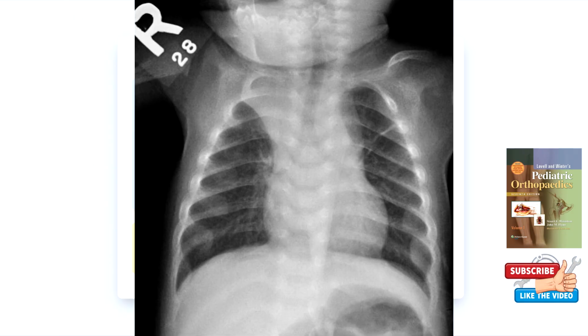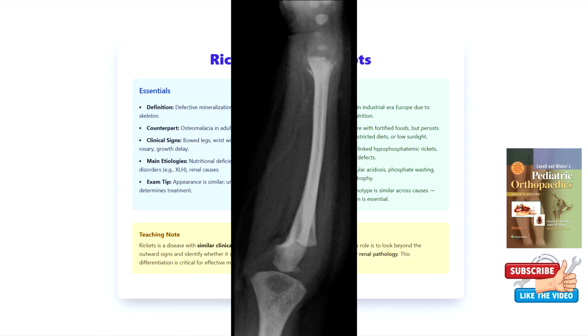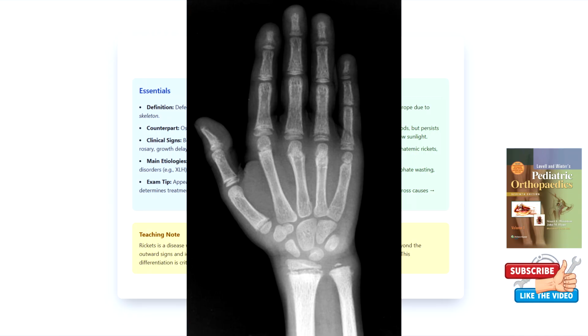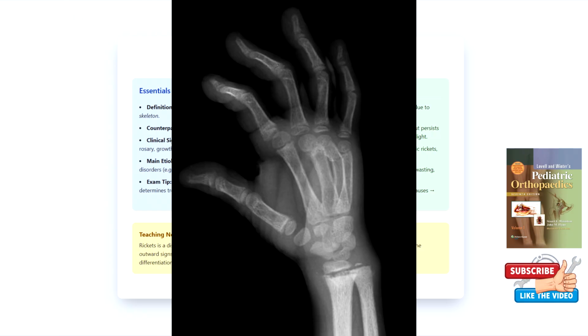Beyond nutritional deficiency, we must also remember the inherited causes. These are the forms of rickets you will encounter more frequently in well-resourced settings, particularly in pediatric orthopedic clinics. Genetic disorders such as X-linked hypophosphatemic rickets or defects in vitamin D metabolism may present with the same bowed legs or growth disturbances, but the underlying mechanism is very different, and this is where your diagnostic skill becomes critical.